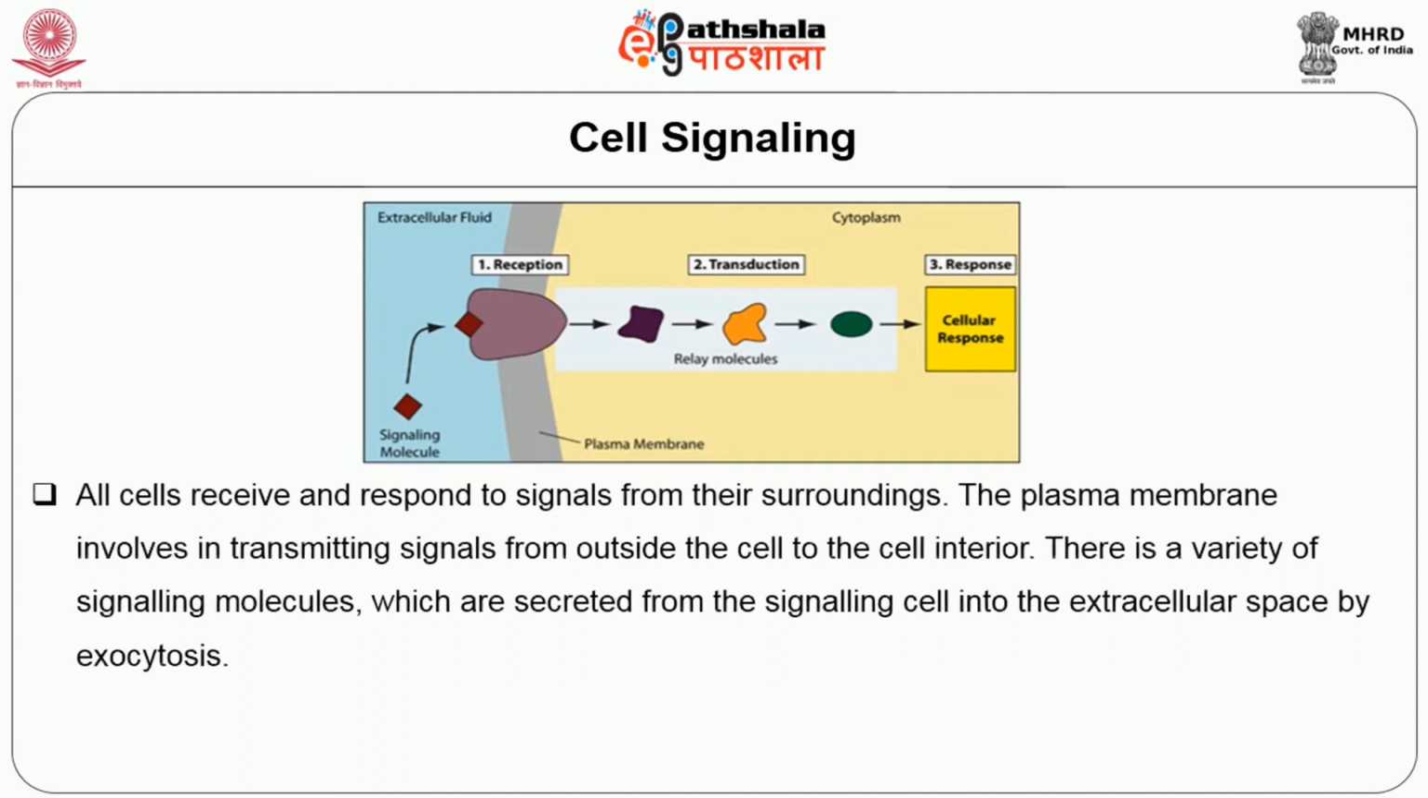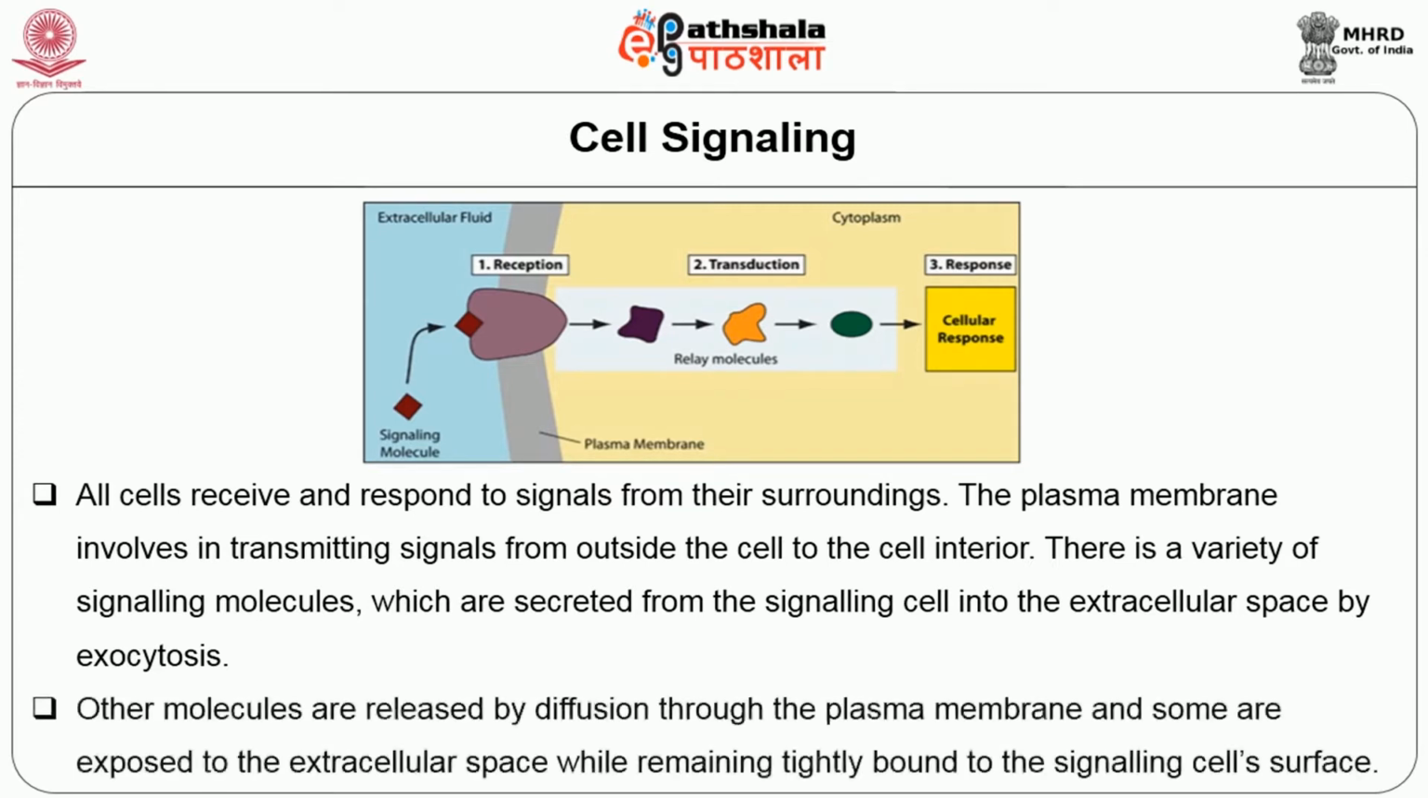All cells receive and respond to the signals from their surroundings. The plasma membrane involves in transmitting signals from outside the cell to the cell interior. There is a variety of signaling molecules which are secreted from the signaling cell into the extracellular space by exocytosis. Other molecules are released by diffusion through the plasma membrane and some are exposed to the extracellular space while remaining tightly bound to the signaling cell surface.